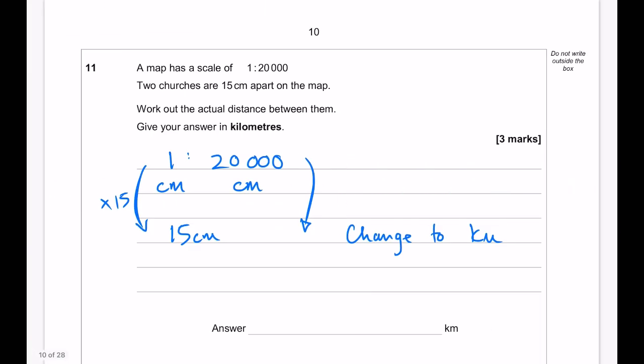Okay, question 11. Scales on a map. Remember, 1 to 20,000, they could be in the same unit. Okay, so centimeters to centimeters.